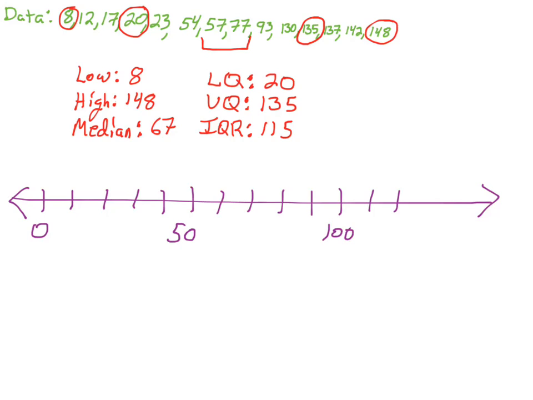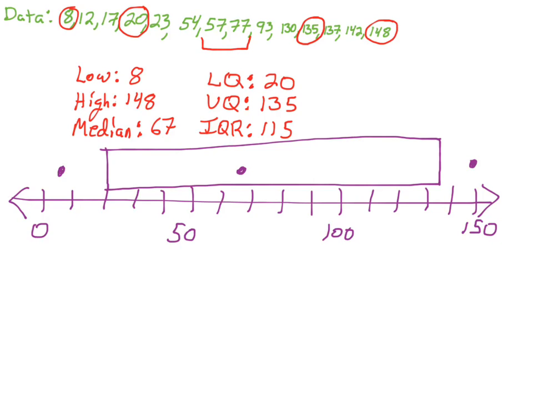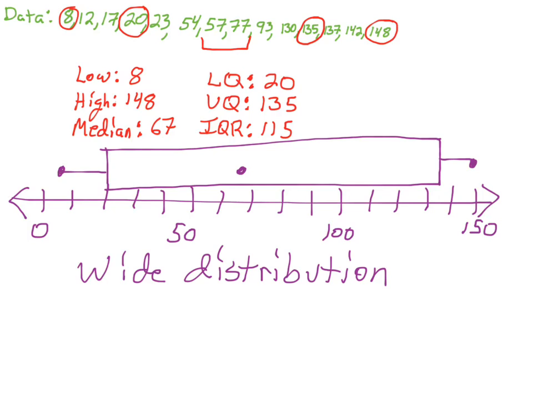Put the numbers down. Notice I'm not putting all the numbers down. Dot for the low, dot for the high, dot for the median, line segment for the lower quartile, line segment for the upper quartile, and our interquartile range is not used. Finish our box, put the whisker on the left, whisker on the right, and then notice this has a wide distribution. So notice how big that box is. It takes up almost all of the data.